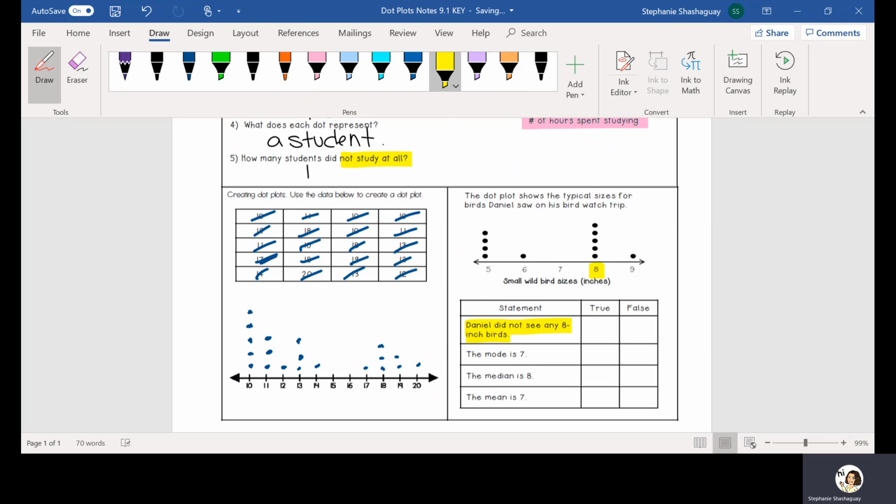Well, these are the birds in inches. And how many birds did he see? Well, he saw 1, 2, 3, 4, 5. So that would be false because he definitely did see 8-inch birds.